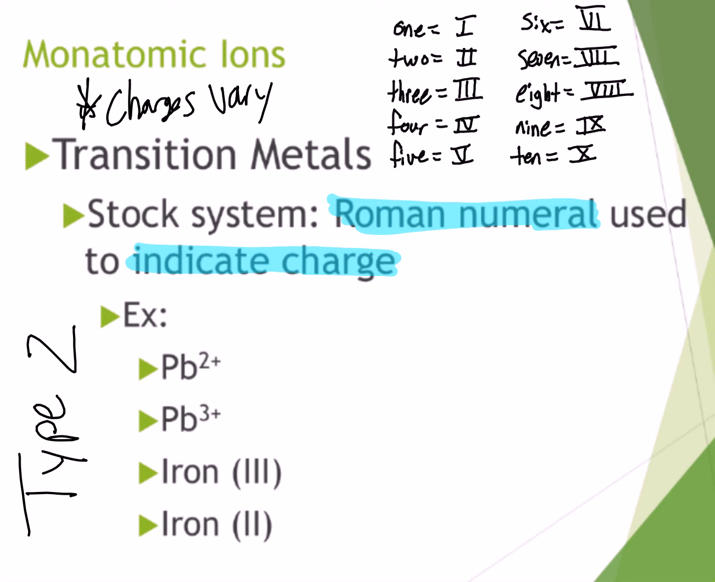So, guys, we have our Roman numerals there. We will use those throughout the year at different times. Now let's go ahead and name them. So, we have a transition metal. We have to put the charge with it. Otherwise, we don't know what it could be because you could have multiple charges.